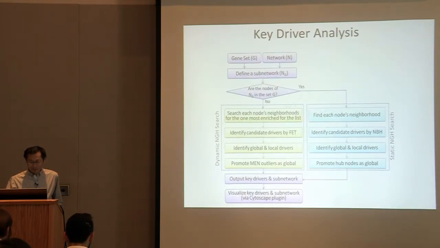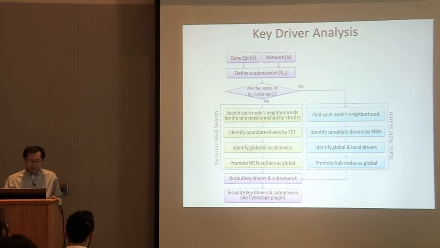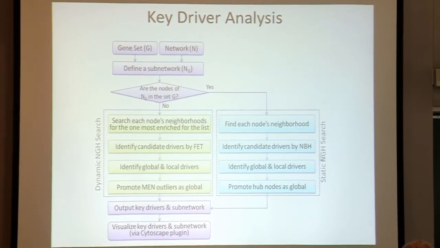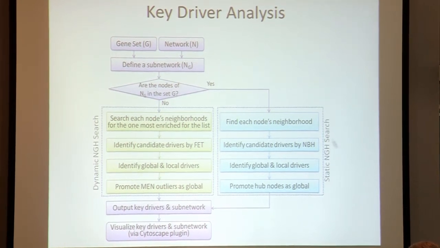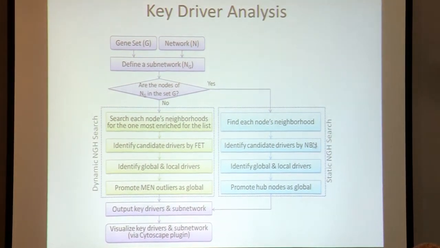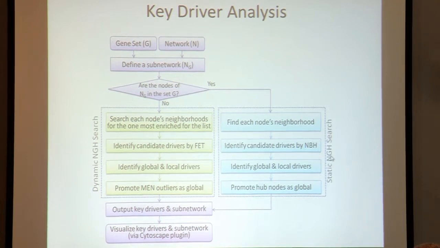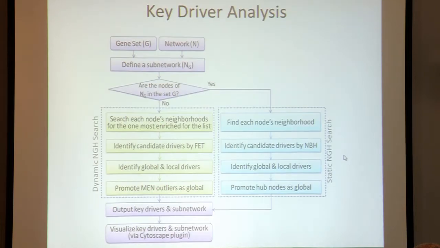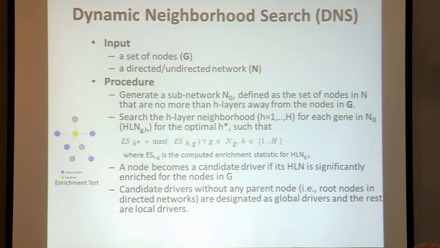Just to remind you, we actually have two types of search. One is a dynamic neighborhood search for the best enrichment of the input gene set in the network. And then we have the static neighborhood search. It is quite straightforward. We just look at the downstream and the immediate R degree, and then we rank all those enrichment types across all degrees and nominate global drivers and local drivers.